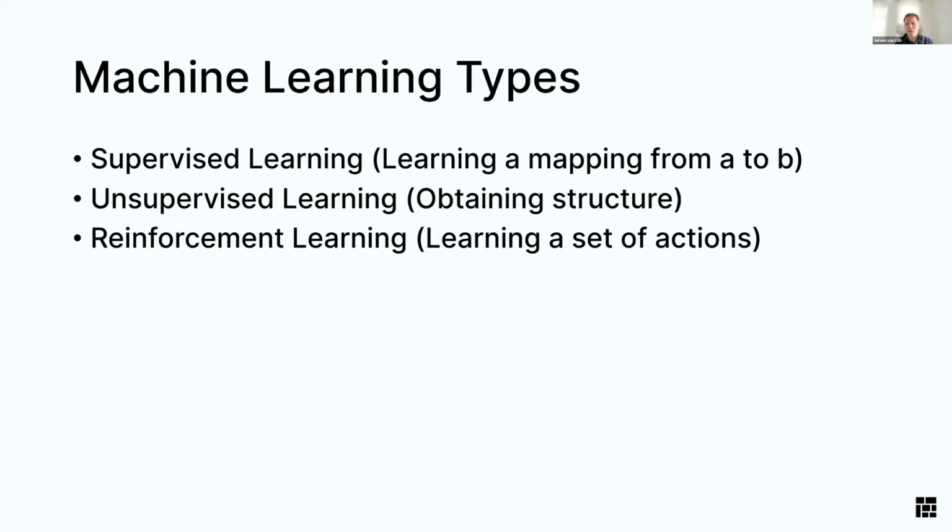So there are multiple machine learning types. The three most popular ones are supervised learning, so that's really learning a mapping from some input to some output. But there are also other ways to use machine learning. We'll also cover during this lecture some unsupervised learning, and that's really the idea of obtaining some sort of structure from a data set.